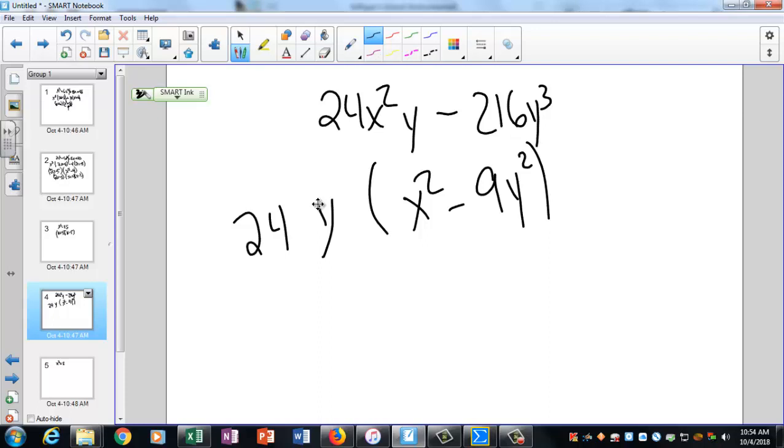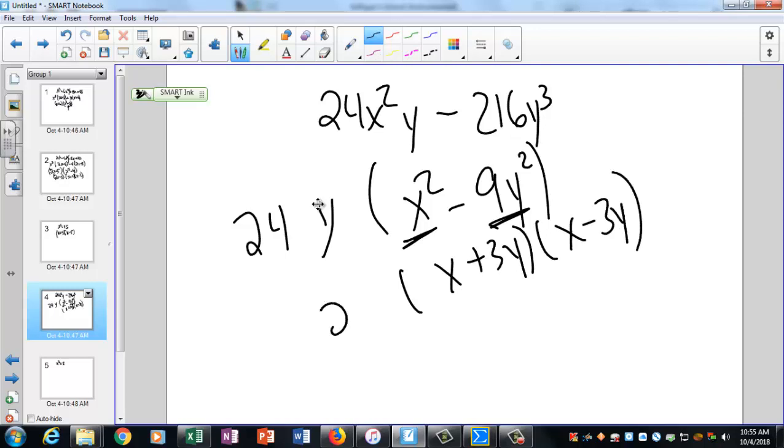Do we have to continue? If this is a perfect square and this is a perfect square, then you have to continue. Are they both perfect squares? And some people are going like this. No. Yeah, they are. This is x plus 3y, x minus 3y. Any questions on that?